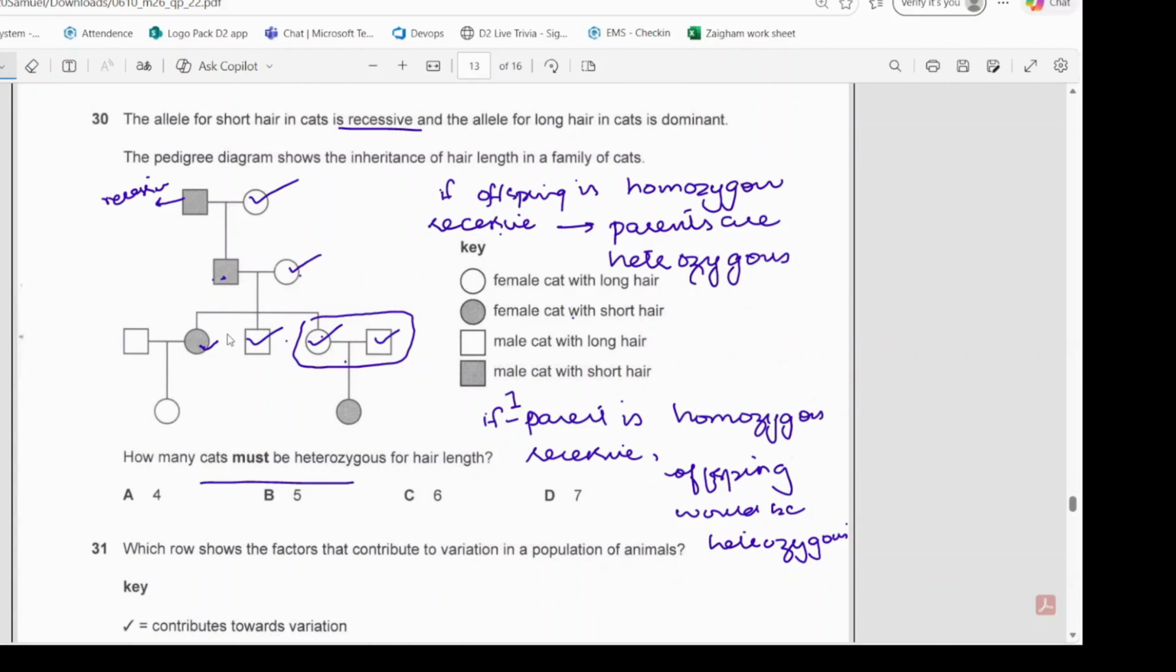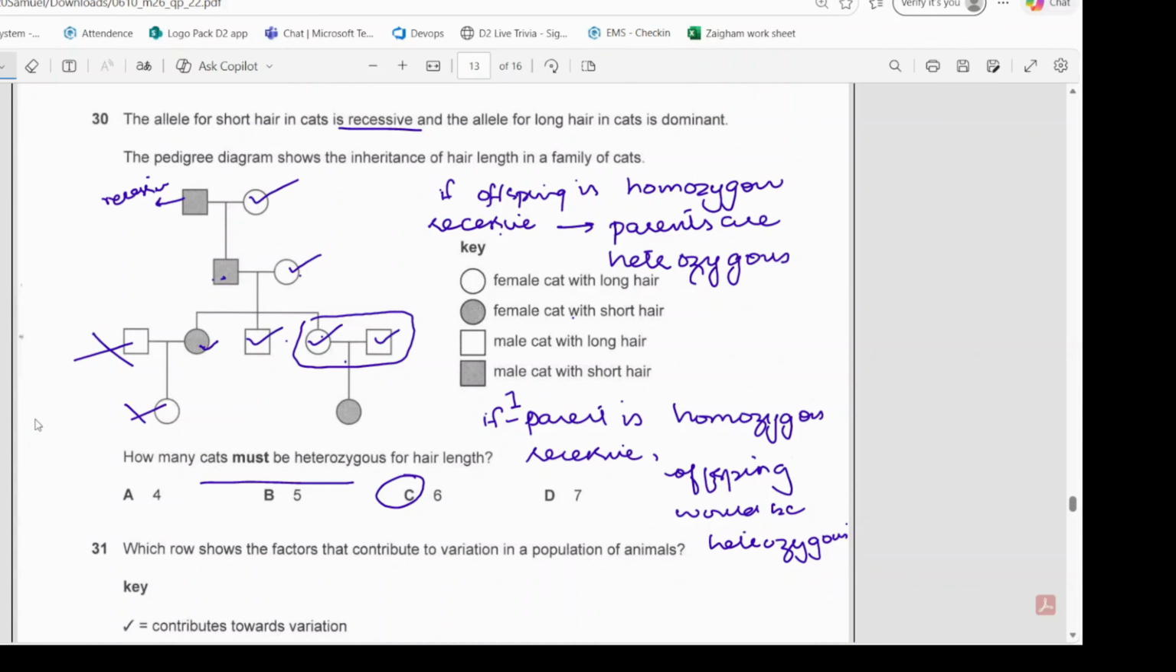Again, counted. I put a tick on those. 6. Okay. I'm not counting this one. Why? Because the offspring, or the child, is not homozygous recessive. So I'm not counting this one. Okay, so we keep two things in mind. First, whether the parents are homozygous recessive or not, and whether the offspring are homozygous recessive or not.